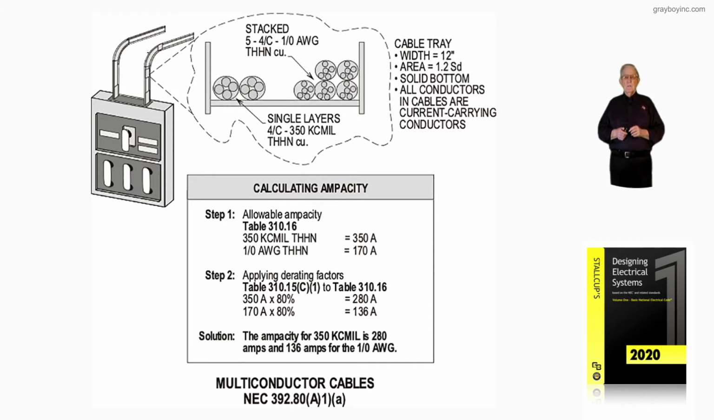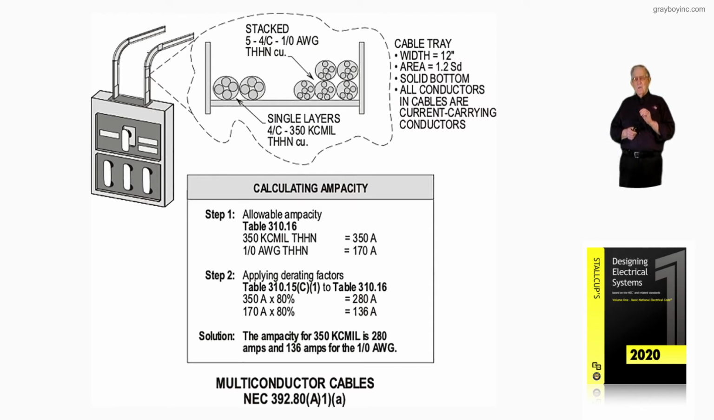So that means all those conductors inside those cables, as shown in the illustration, are current carrying. So in step 1, Table 310.16, we obtain the allowable ampacity of each one of these conductors in accordance with the definition of allowable ampacity from Article 100 of the NEC. So 350 kcmil THHN, 350 amps. A 1/0 AWG THHN is 170 amps.